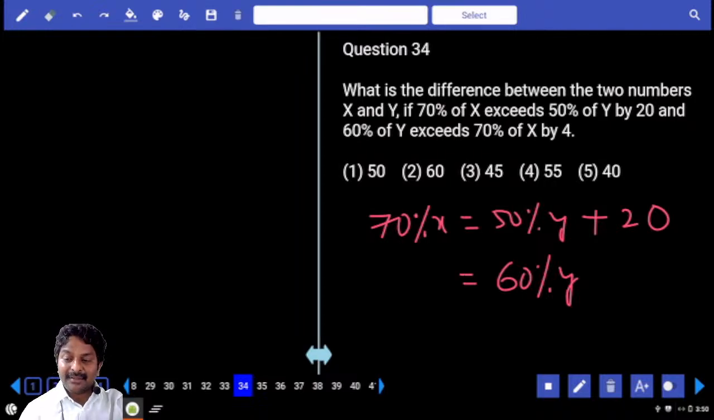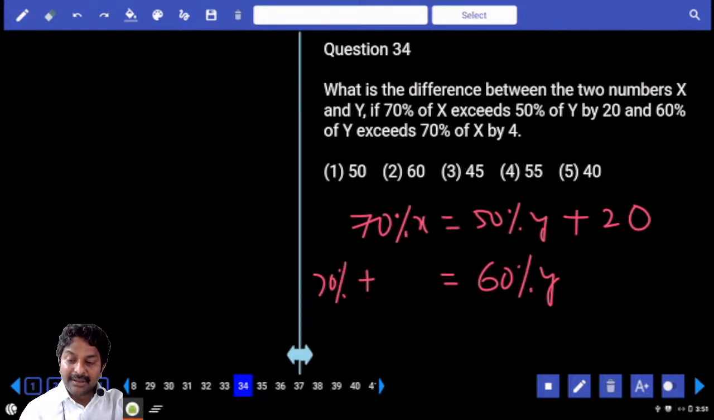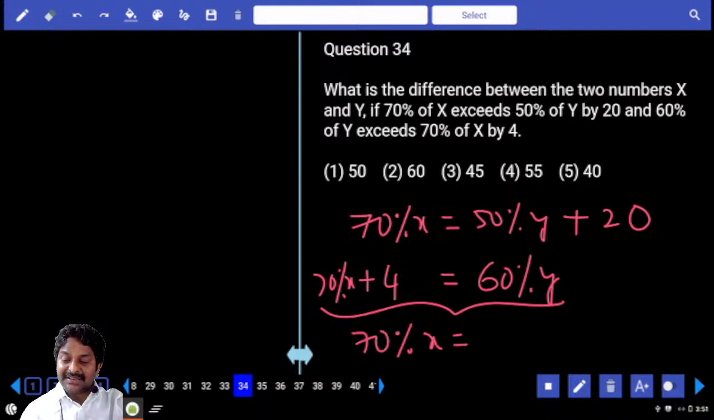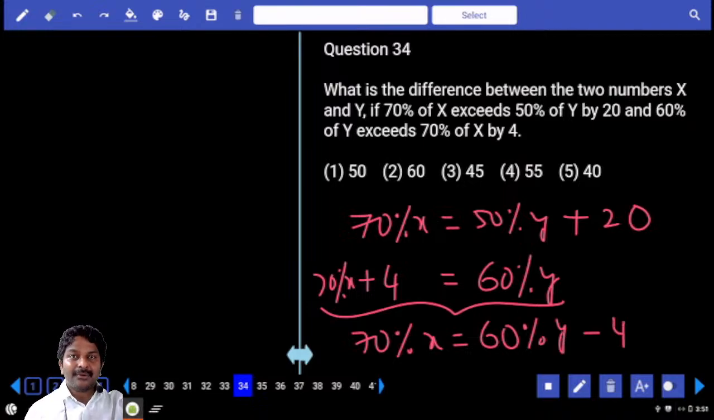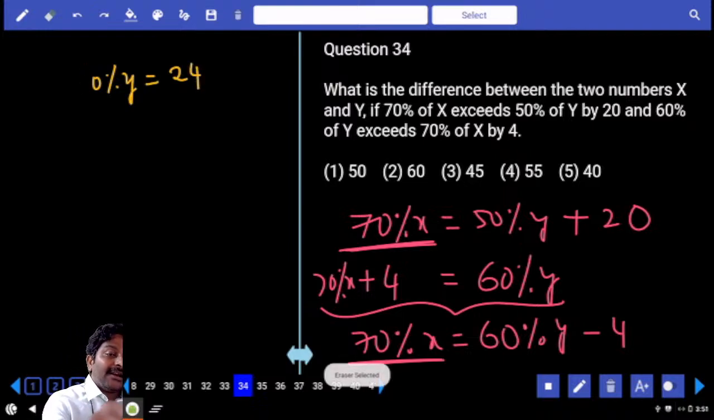70% of x exceeds 60% of y by 4. I want to rewrite it: 70% of x is 60% of y minus 4 only. Here we have 70% of x, here also we have 70% of x. Then the right hand sides of both must be equal. That means 10% of y is equal to 24. Then 100% of y is equal to 240.